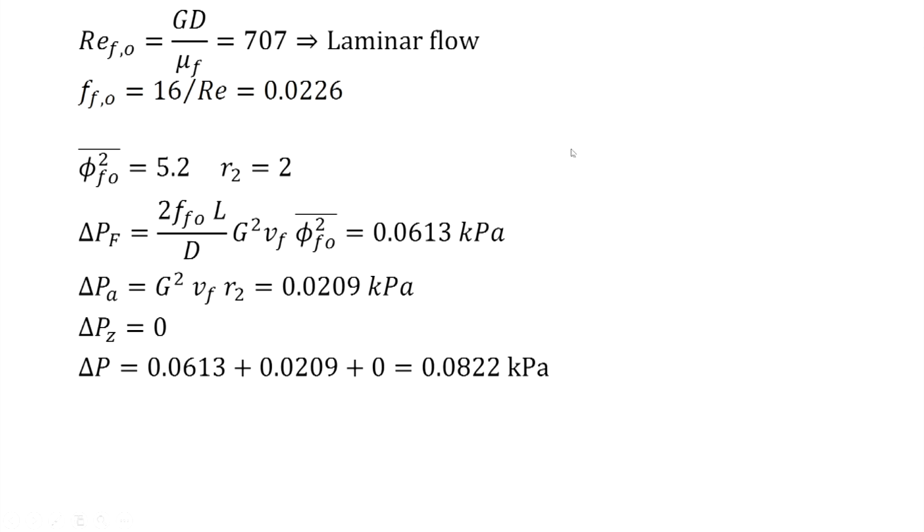So, we substitute these values and get delta Pf equal to 0.0613 kilopascal, and delta Pa is equal to 0.0209 kilopascal. Delta Pz is equal to 0 because it is a horizontal pipe, and the total pressure drop delta P is calculated as 0.0822 kilopascal.